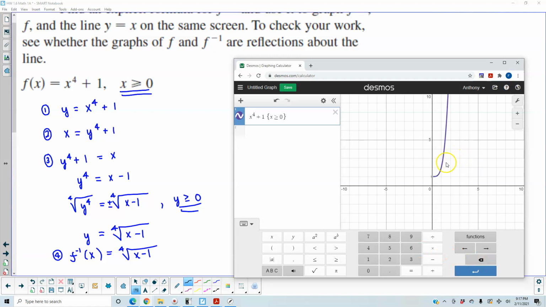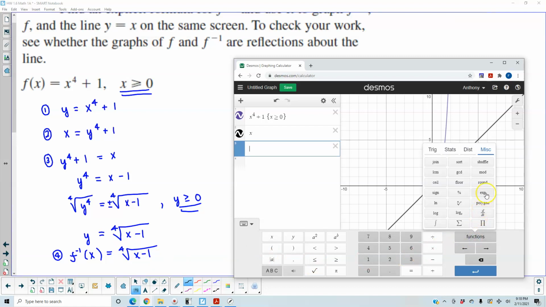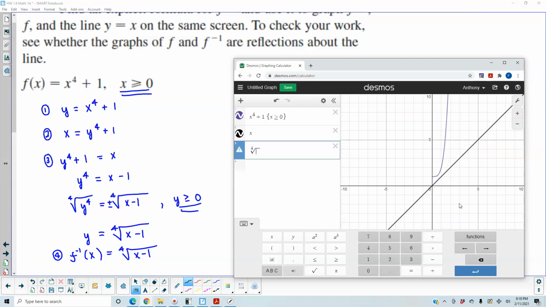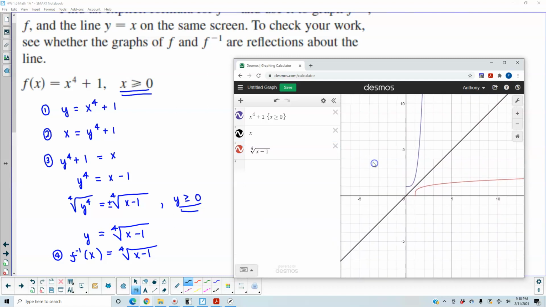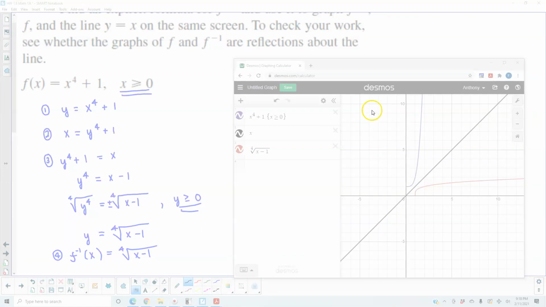with the brace, and you can see that the left part of x to the fourth plus 1 is no longer there because that means everything to the right is greater than or equal to 0. Then we're going to graph y is equal to x, so we put in x, and therefore that is a line going through the origin. And now we're going to graph the fourth root of x minus 1. So we need to go to functions and then select miscellaneous and go down here where it says the nth root. So we have 4, and then inside the radical we have x minus 1, and then we can see that they are reflections of each other.